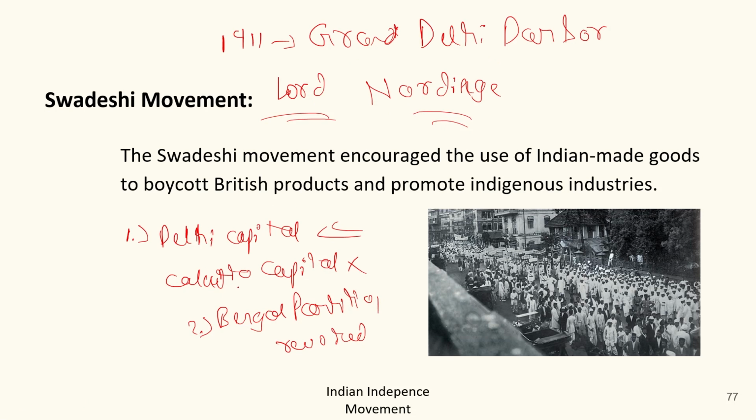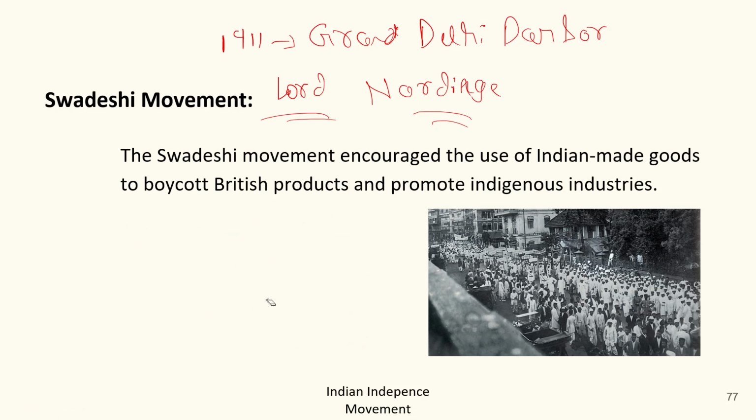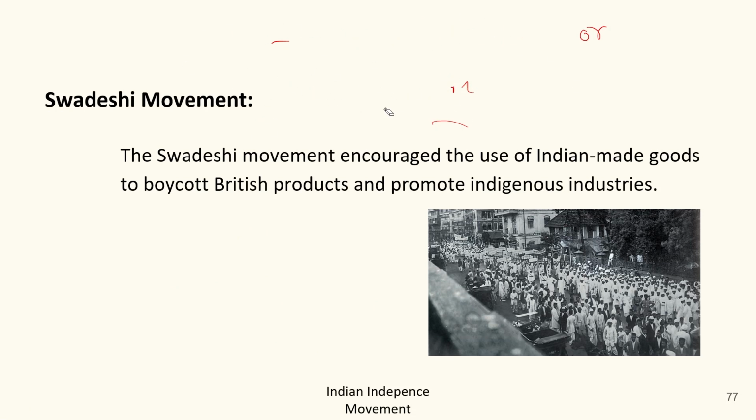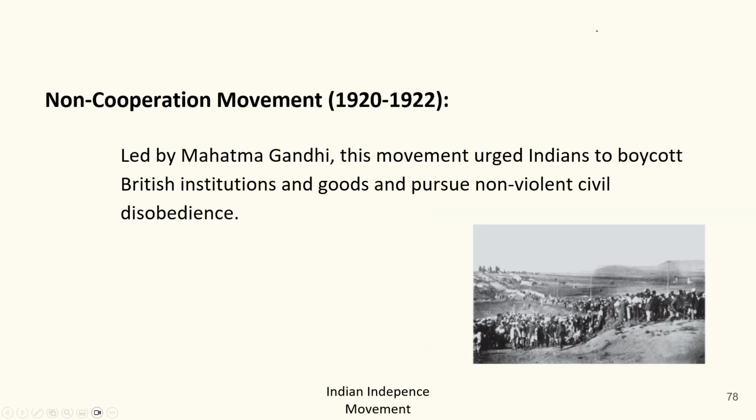First was the capital shifted from Calcutta to Delhi. Second was the Bengal partition of 1905 was revoked. Got it? Hope you have understood. Now come to the next movement, non-cooperation.